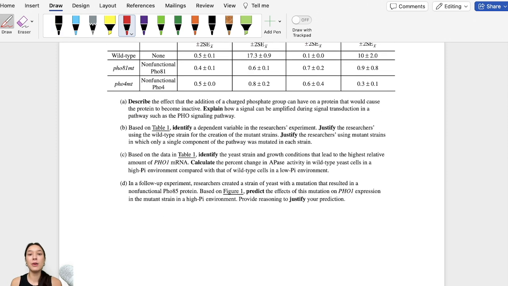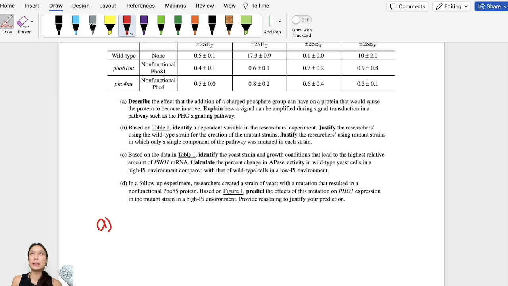It says, describe the effect that the addition of charged phosphate group can have on a protein that would cause the protein to become inactive. And then there's a second part. We'll just start with this first part here. Okay, so a lot of the times these ones will start off with more theoretical questions that you should know and don't really have much to do with the actual parameters of this. It's asking you, the addition of a phosphate group, why does that cause a protein to be inactive?